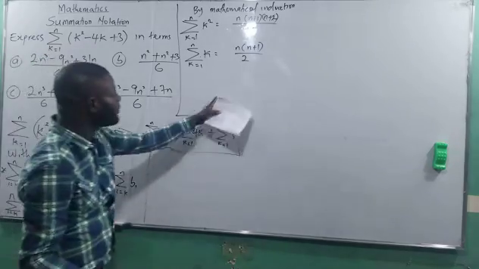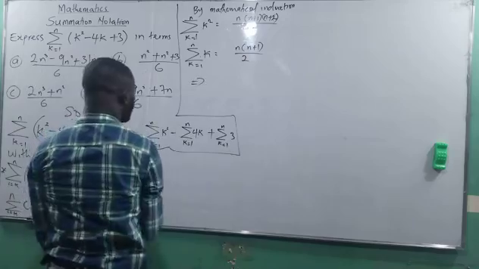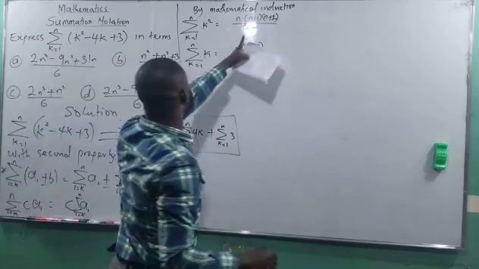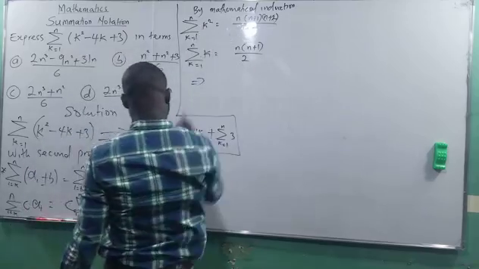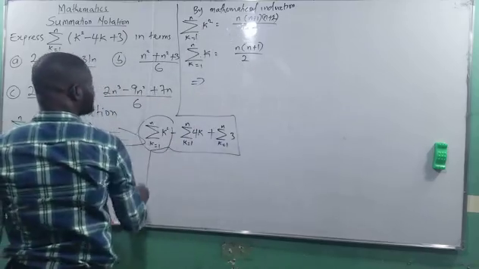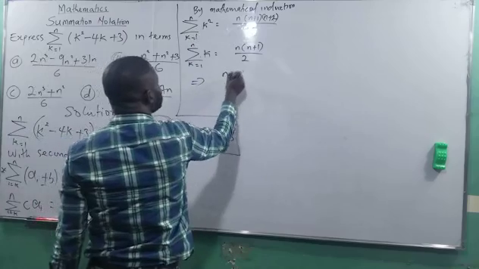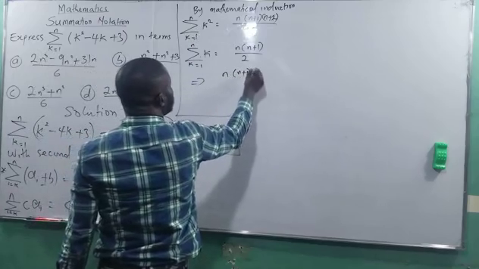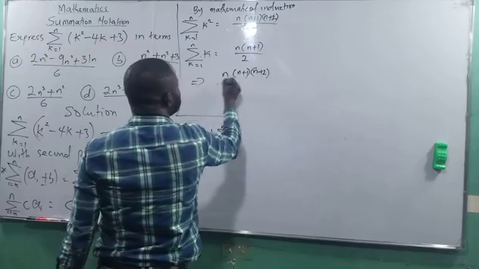Now for me to have this, it means my question will be equal to this, so this equals this. At this junction, this will give me this. It means I'm saying that n times n plus 1 times n plus 2, divided by what?